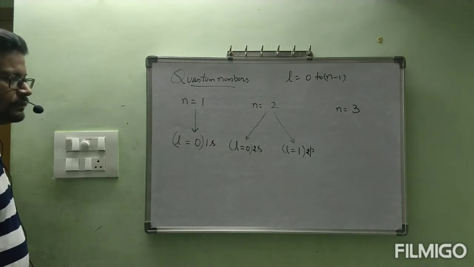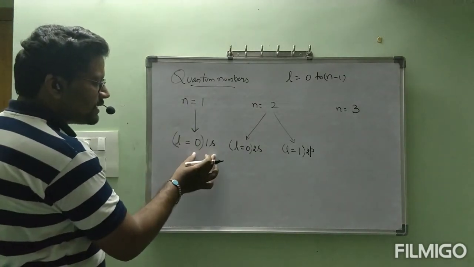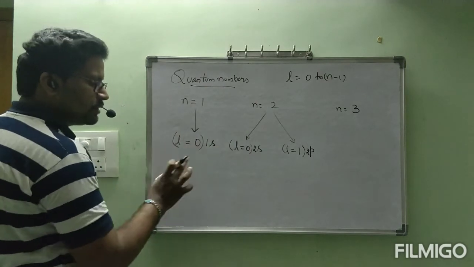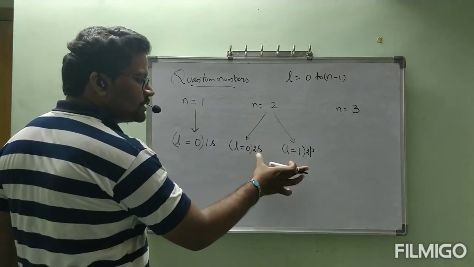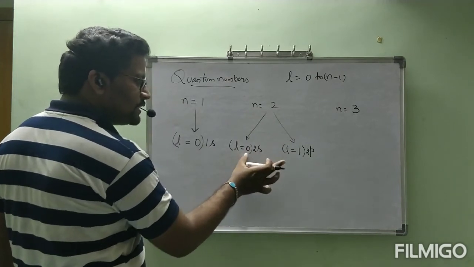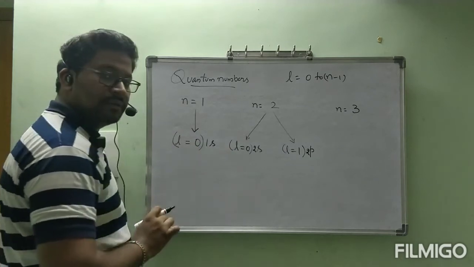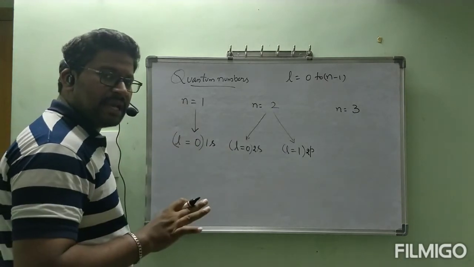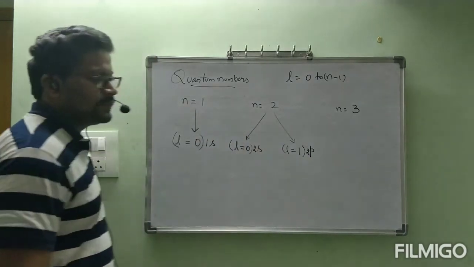I hope you are clear. N is equal to 1 has only one subshell. That one subshell L value 0. That is 1S. N is equal to 2 has two subshells. Those are 2S, 2P. For 2S, L is equal to 0. So for any S, L value will be 0 only. Next, coming to P, you will get L is equal to 1.